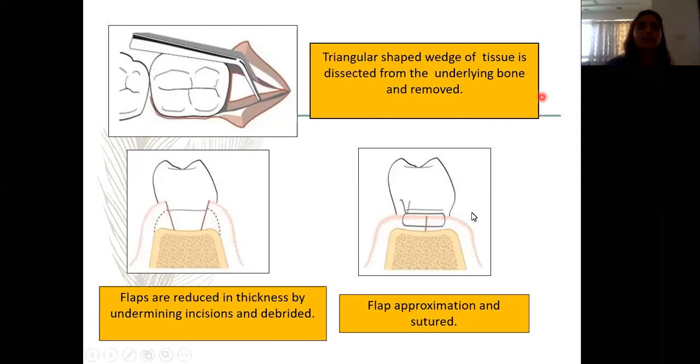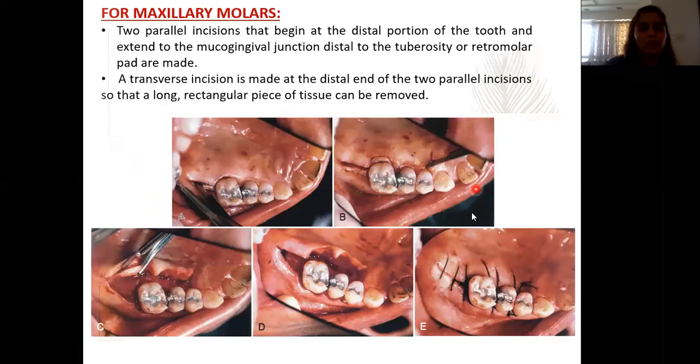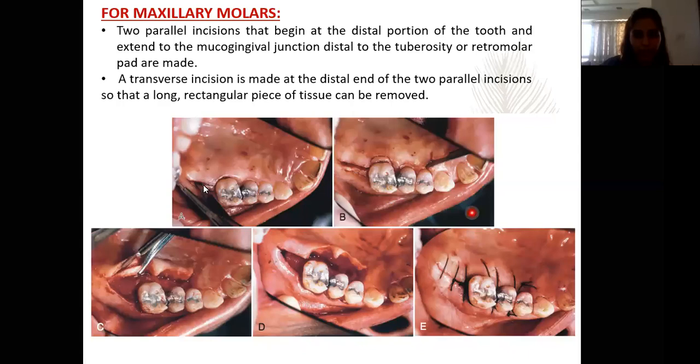For the maxillary molars, a slightly different modification: incisions that begin at the distalmost portion of the tooth. They extend up to the zone of keratinized gingiva. You have a transverse incision that is made at the distal end, and these incisions are then extended palatally as well as labially, and this tissue is removed, followed by debridement and closure.